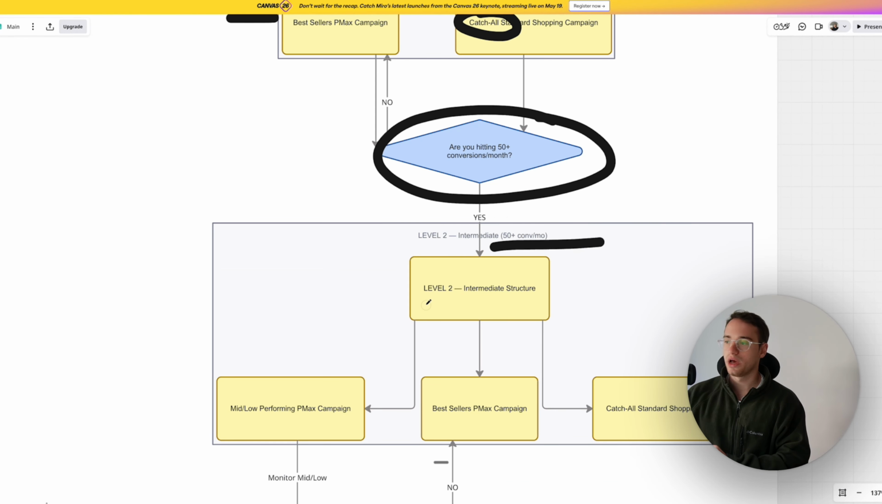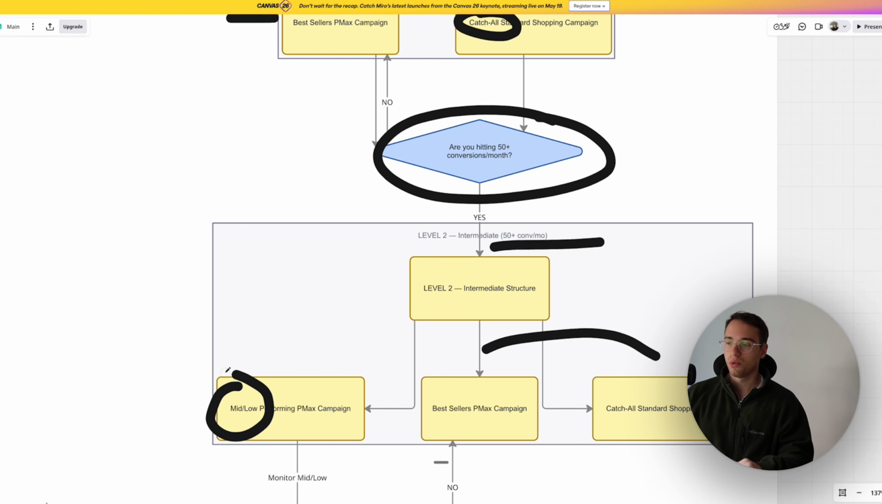Let's go to level 2, the intermediate structure. What changes here is, as you can see, we have the same things as in the previous setup, level 1, but we add a mid to low performing PMAX.